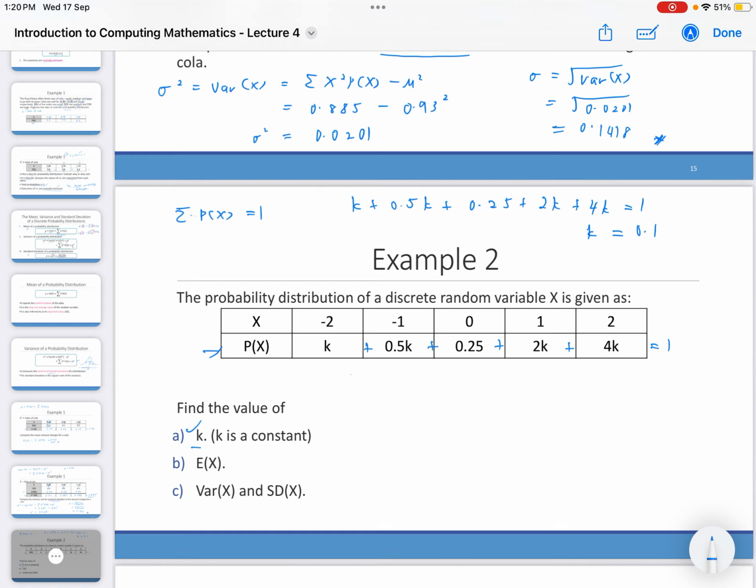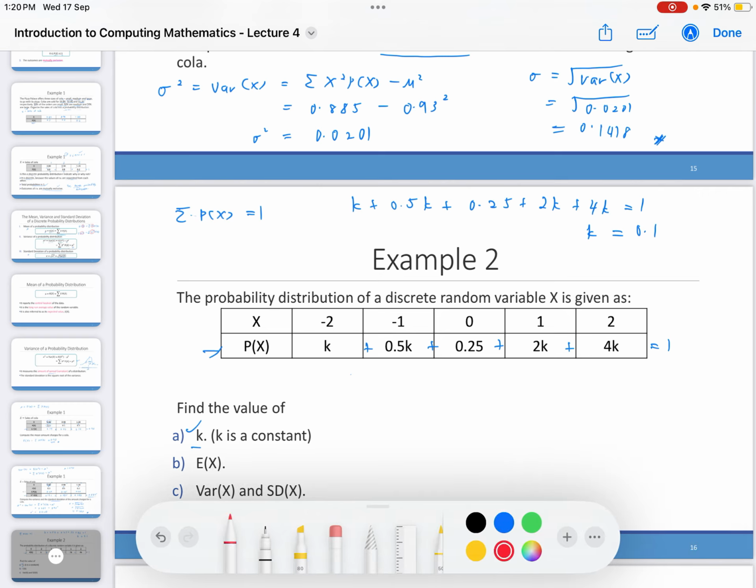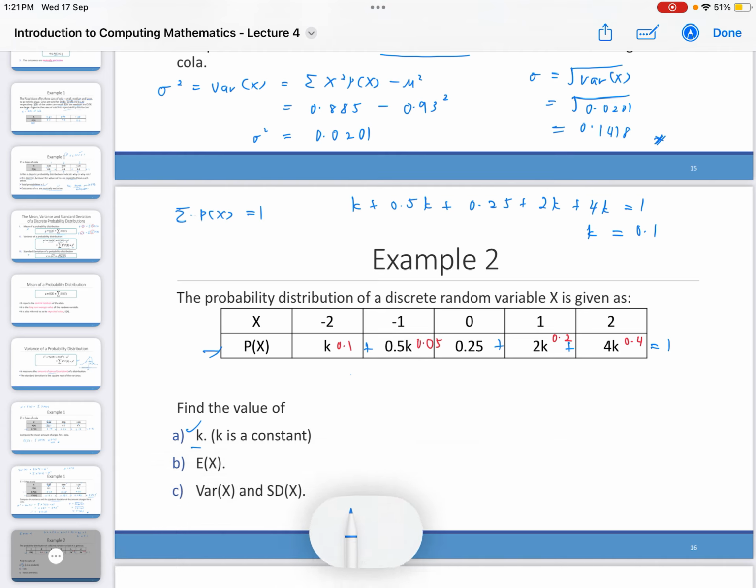So once we get k equals 0.1, we can write down the value of each P of x here. This one is going to be 0.1, and the second one here is 0.05. And then this one is 0.2. Over here is 0.4. So these are all the P of x for each x.